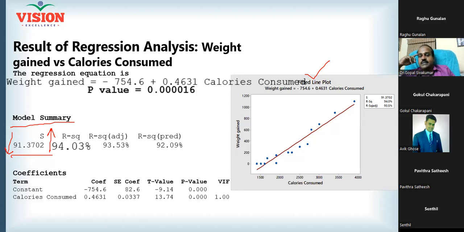Who is the strong influencer in everyone's family? Husband is the strong influencer or wife is the strong influencer?